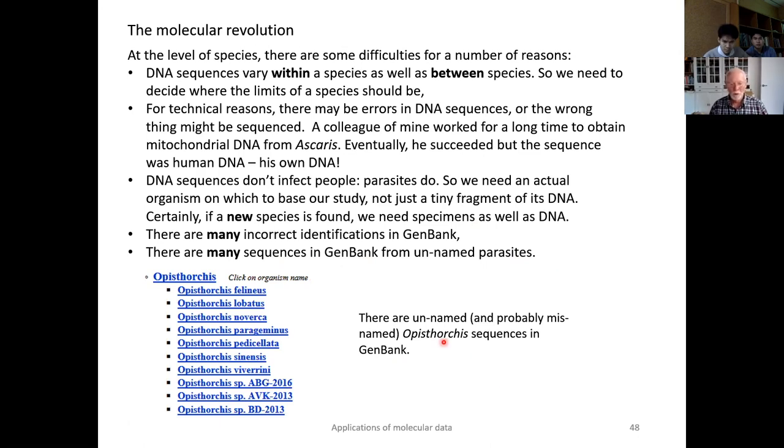For example, in Opisthorchis, this one is misnamed. Opisthorchis lobatus, this is misnamed. This one is misnamed. This one is misnamed. And this one is misnamed. I know that because I've been doing some research on these. So these four names are not really valid. They're not correct. These are guesses. They are not well-argued names. And then here, these are only identified to the level of genus. We don't know what species they are, just identified to the level of genus. So that is another problem with using DNA sequences in the study of parasites.